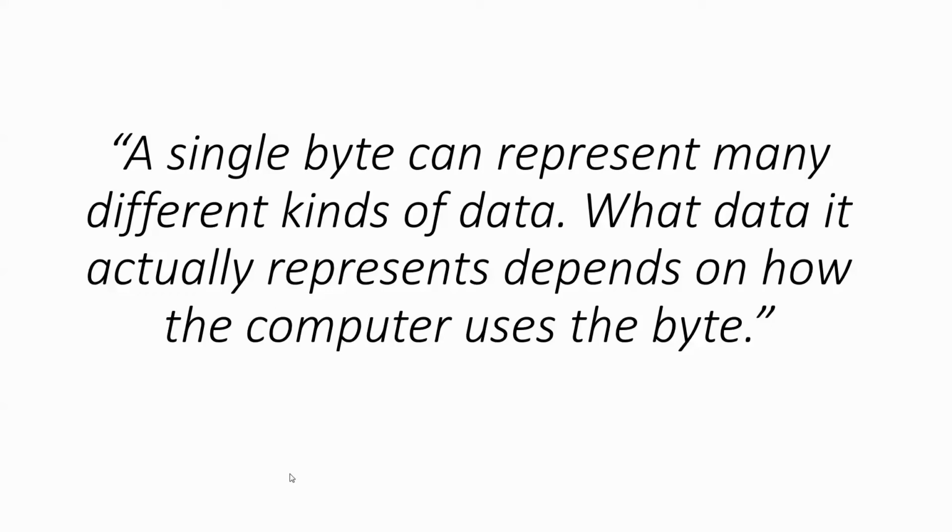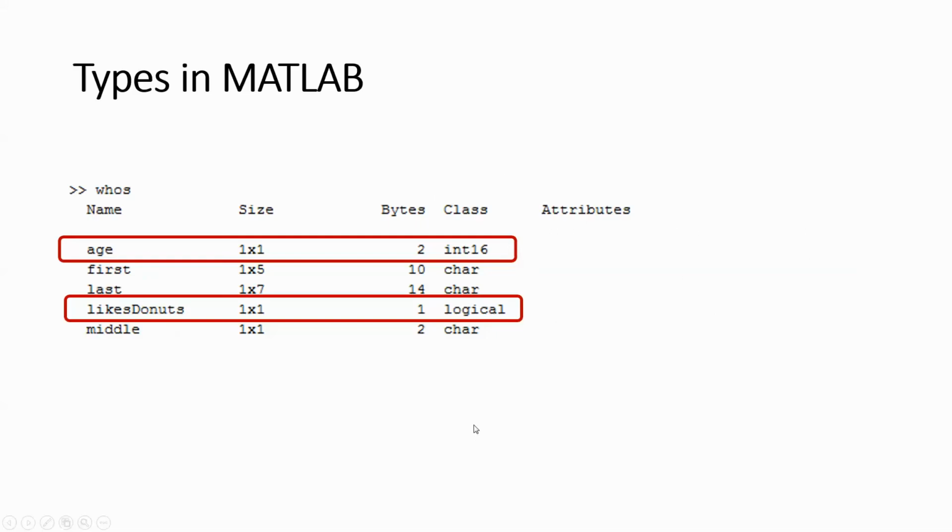In the reading you just did, you saw a little bit about how information is stored in binary in the computer. One of the most important concepts that I hope you came away with from that reading is this right here: a single byte can represent many different kinds of data, and what data it actually represents depends on how the computer uses the byte. This is a really fundamental concept in computer science.